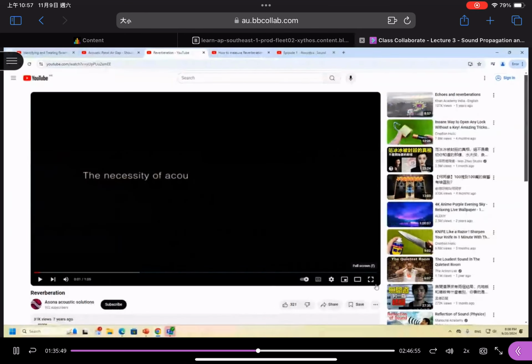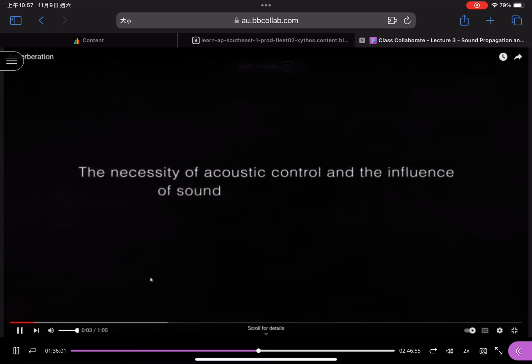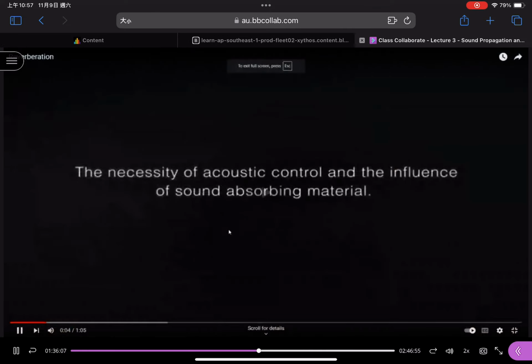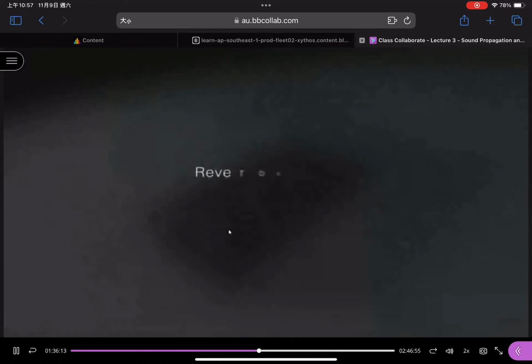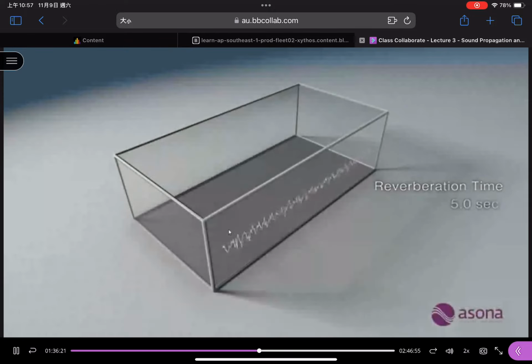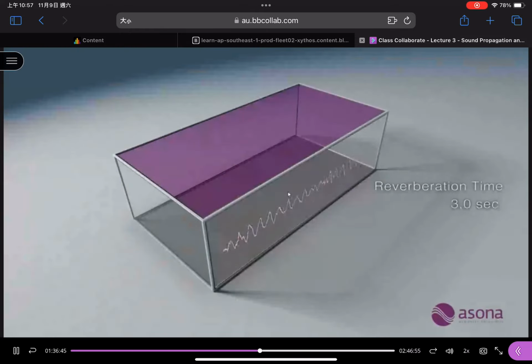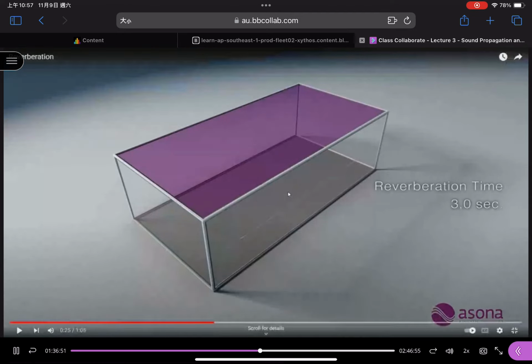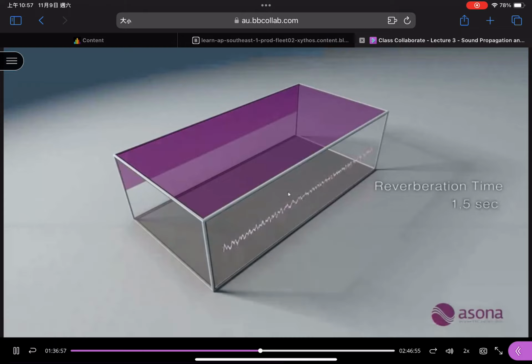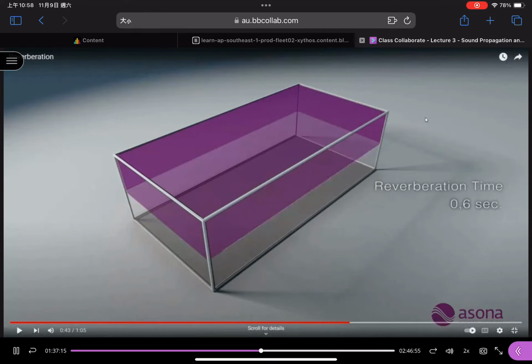Also, why it is so important to have a correct design for interior room acoustics, because we can listen to this one.